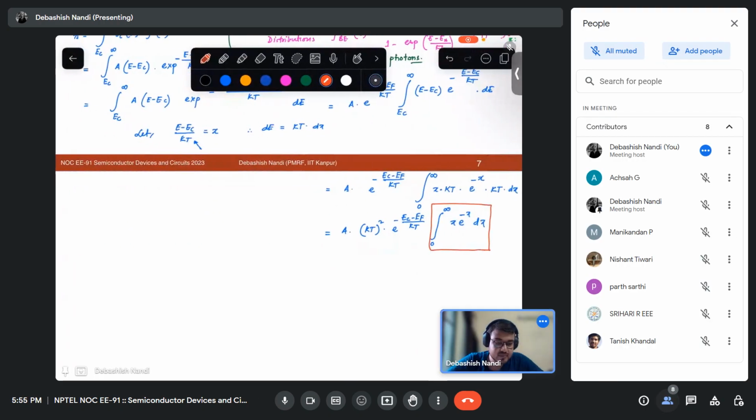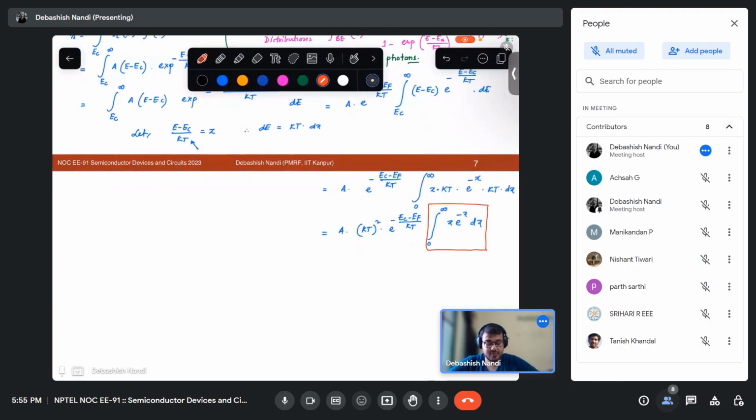Tanish, what is this function? We have seen it in your engineering mathematics, you must have seen this, right? Gamma function, remember? Yes, sir. This is nothing but your gamma 2.